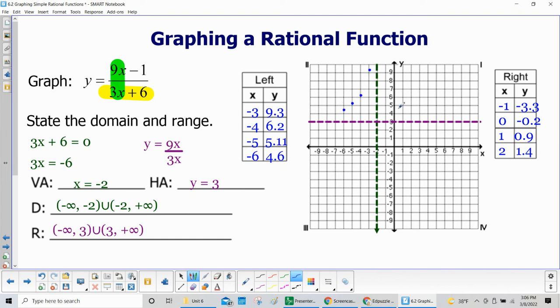as it's going about. On the other side, I've got -1, and I have -3.3, so I'm like here-ish. 0, and I have -0.2, so I'm just under the origin. 1, and I'm just under 1, so 1 and 0.9, and then 2 and 1.4. So again, we can see that symmetry as it rotates or moves around that graph.